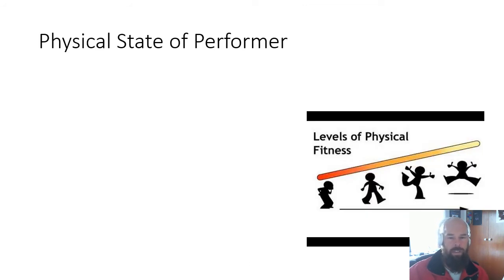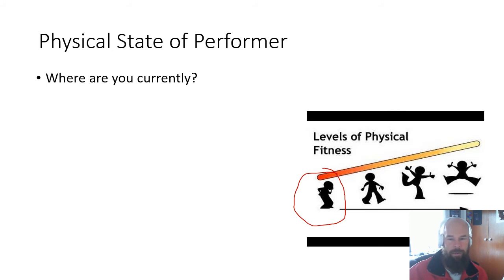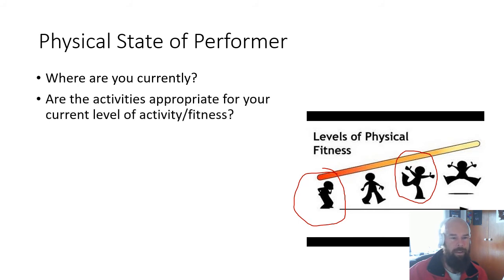So the physical state, looking at this little picture here. Where are you currently? Are you this person down here, or are you somewhere up here? Where are you? Are the activities going to be appropriate for your current level? So this person here is not going to say, well, I'm going to go for a 5K run. Straight off the bat, just going to go for a 5K run.